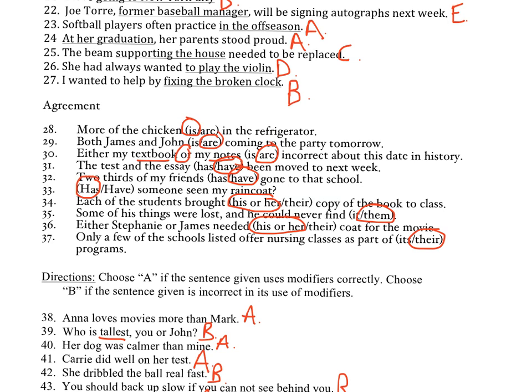Both James and John are coming to the party tomorrow. When you join things with and, it usually becomes plural.